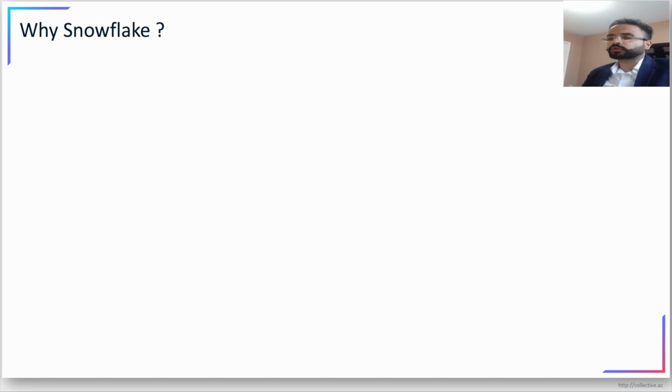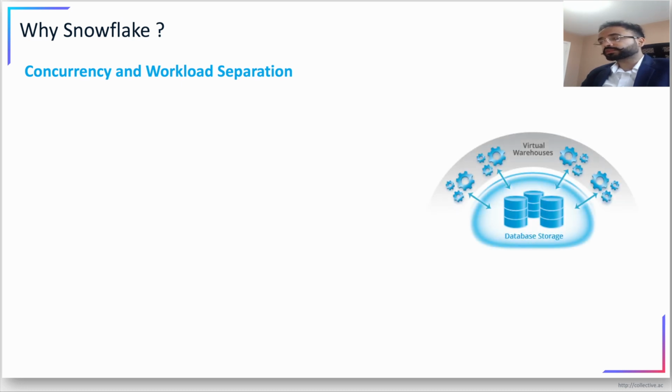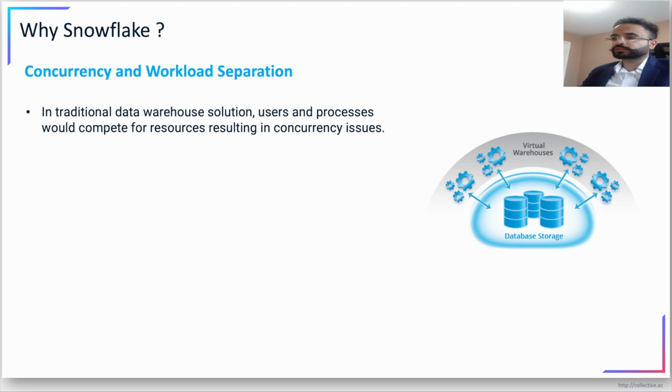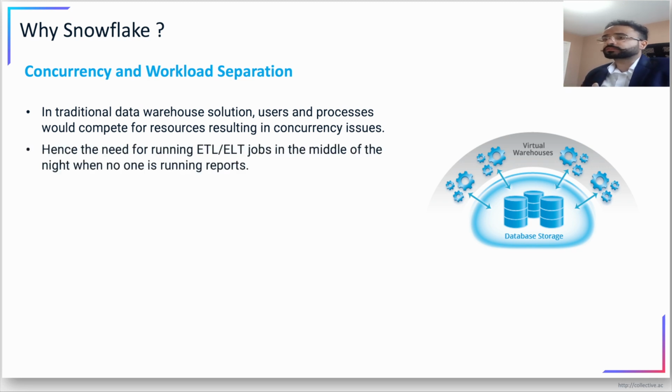Talking about the next thing, it's concurrency and workload separation. In traditional data warehouses, users and processes would compete for resources, so there are concurrency issues that rise up. For example, some of the ETL or ELT jobs run overnight when there is no reporting being done. So we have to have proper management of all those things.